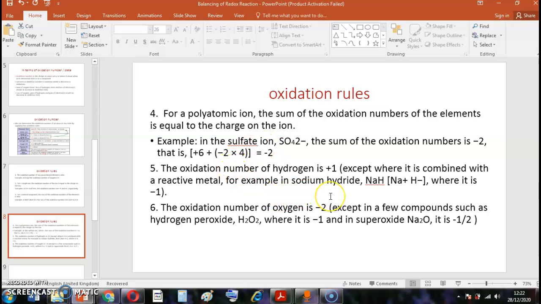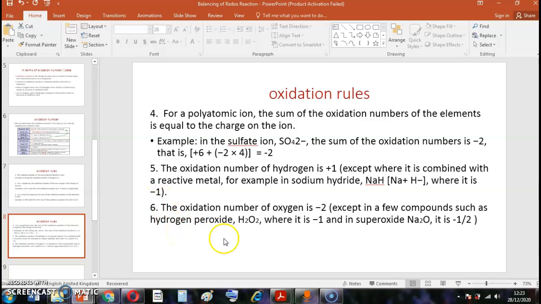For hydrogen, it can combine either with a metal or a non-metal. Sometimes in a compound it can behave as a metal, and sometimes it can behave as a non-metal. In this case, when it combines with a non-metal, then hydrogen will have oxidation number of +1. But when it combines with a metal such as sodium here, it will have oxidation number of -1.